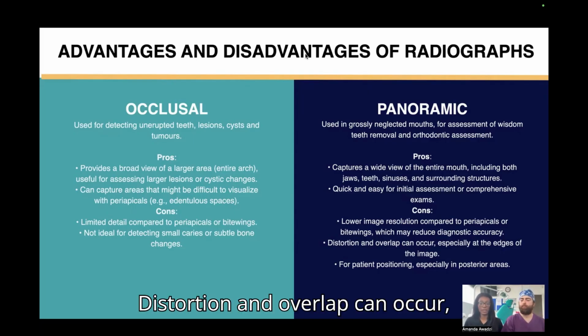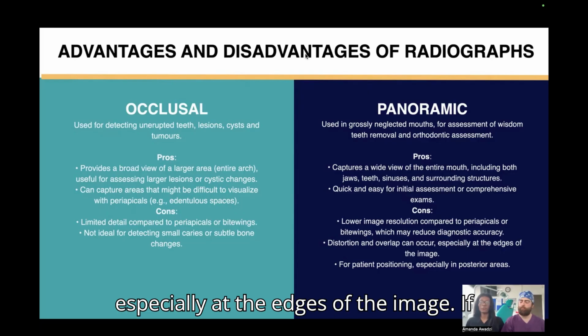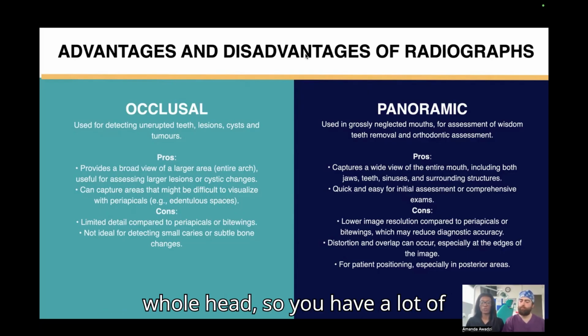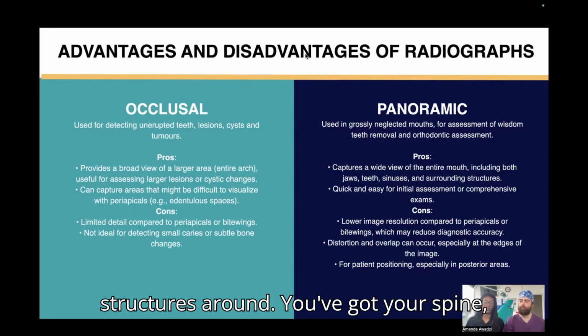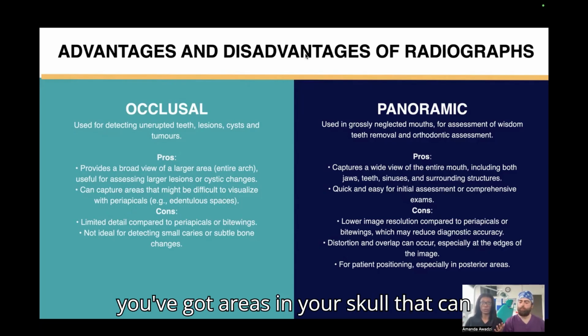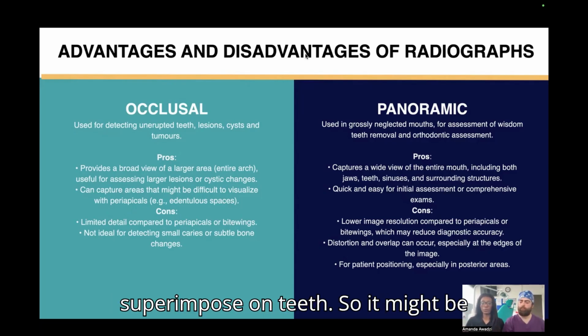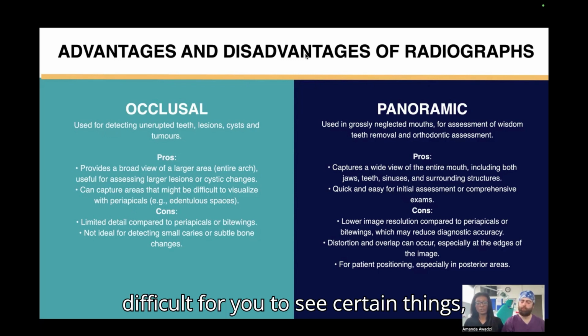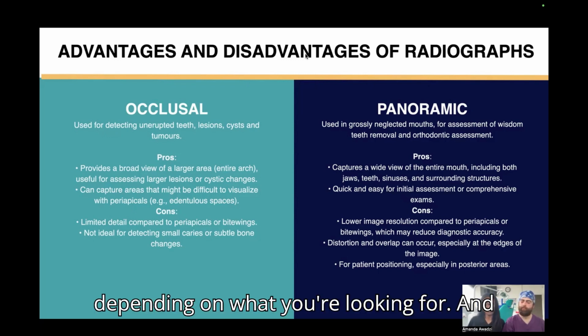Distortion and overlap can occur, especially at the edges of the image. If you can imagine, you're going around the whole head, so you have a lot of structures around. You've got your spine, you've got areas in your skull that can superimpose on teeth, so it might be difficult for you to see certain things depending on what you're looking for.